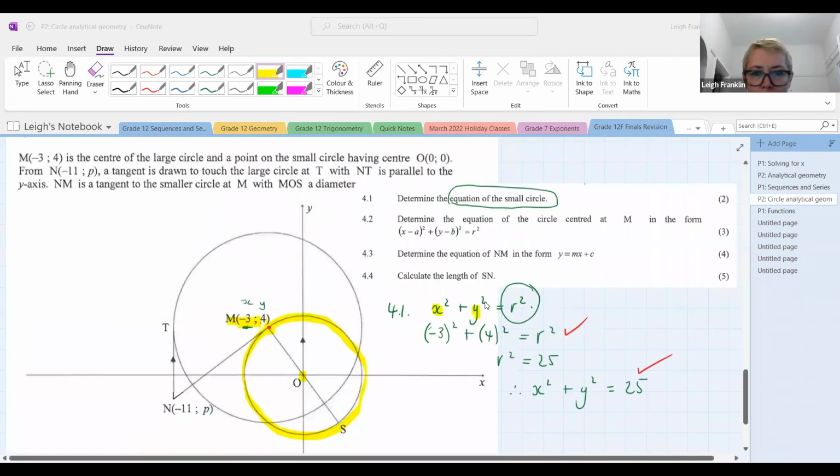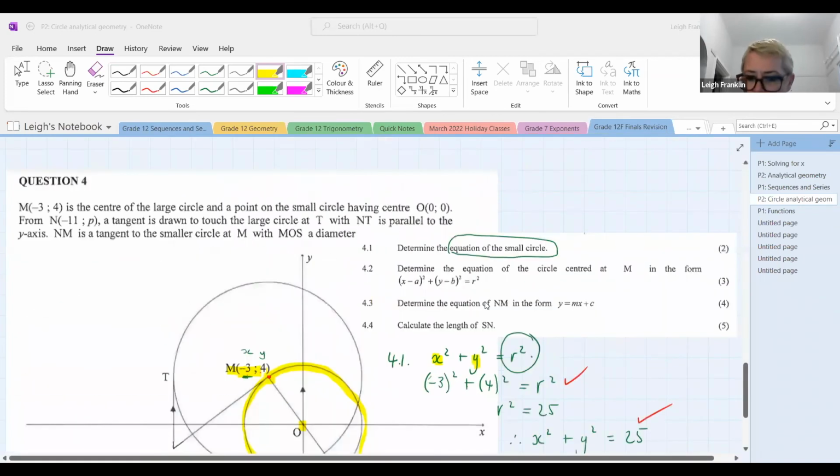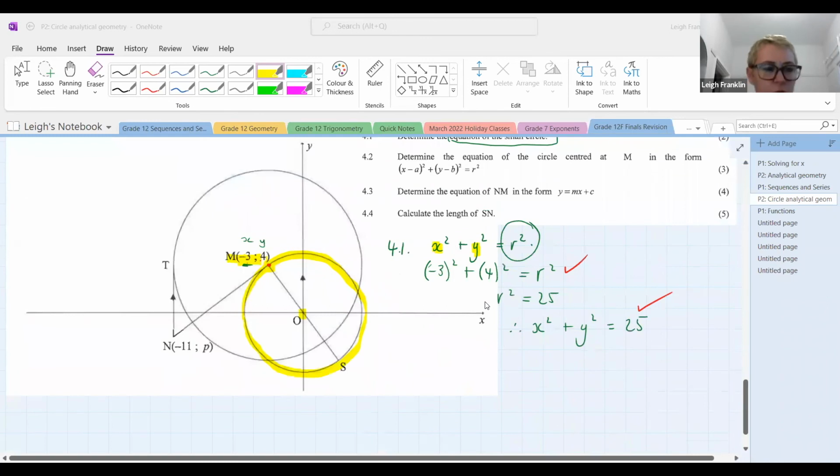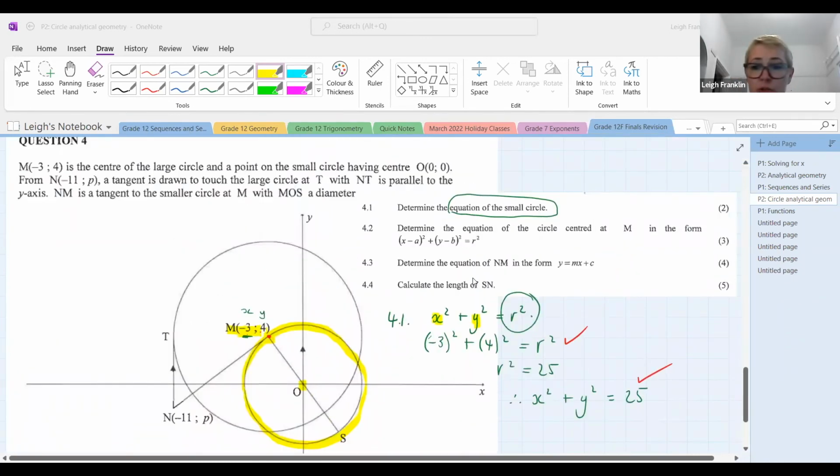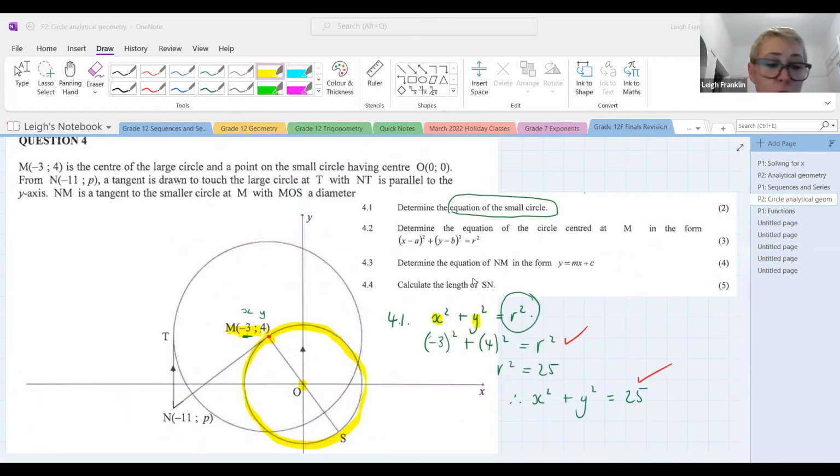I don't know if we're going to manage to finish this question today, but we can always come back to circle analytical geometry. If you guys are enjoying this and you want to do more of it, then you can tell me, I don't mind. The next thing that they want from us is the equation of the circle centered at M in the form x minus a squared plus y minus b squared equals r squared.